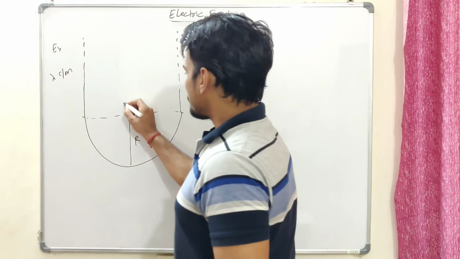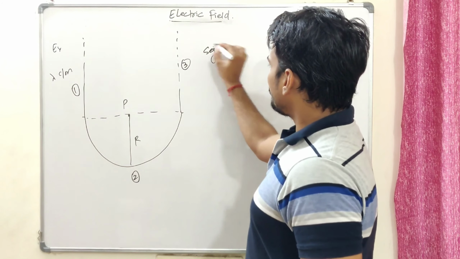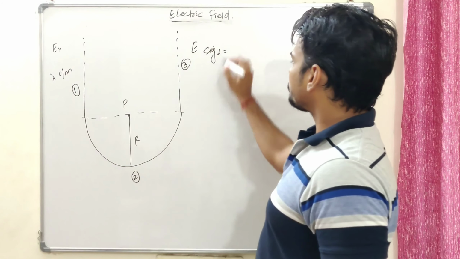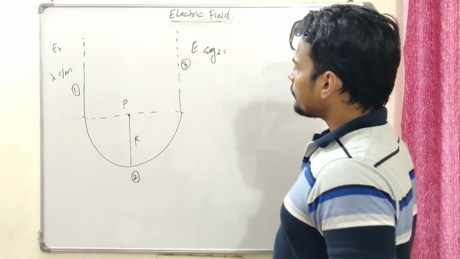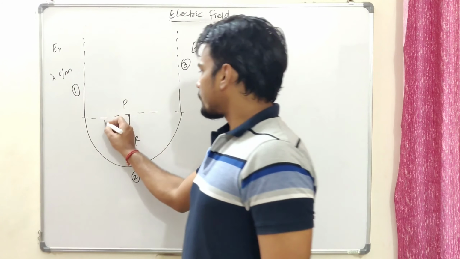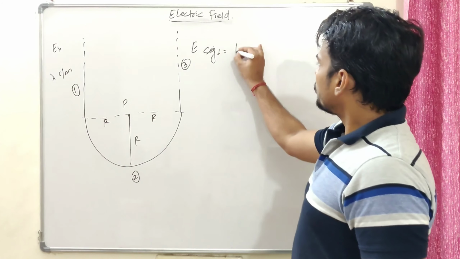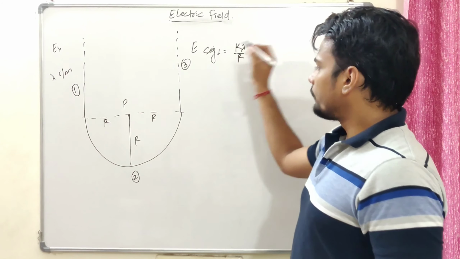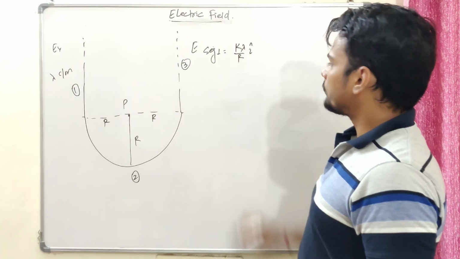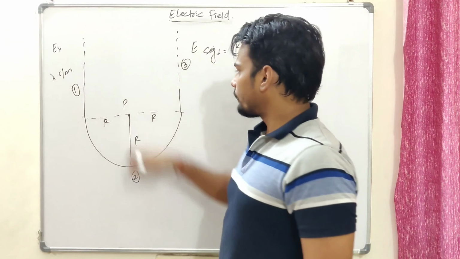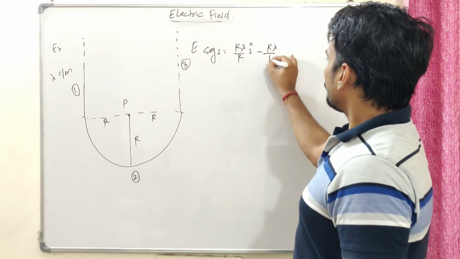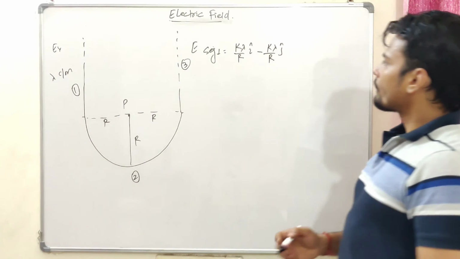No problem, again the same process. Let me have this as segment 1, segment 2 and segment 3. Now let's quickly do it. E net due to segment 1: at this point P, I'm going to have the perpendicular and the parallel one. The perpendicular should be K lambda by r, everything is r over here. So K lambda by r towards right, positive i cap, and downward because of the parallel, K lambda over r j cap. Fair enough guys.